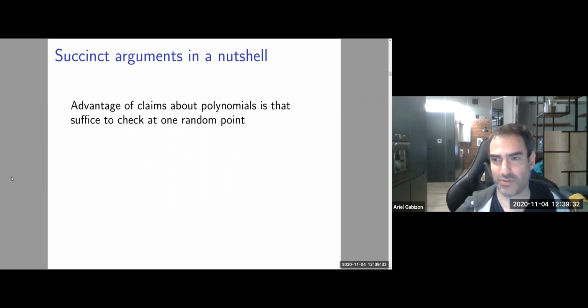So if you claim to me that you have a bunch of polynomials that satisfy some identity, then I just need you to give me the values of the polynomials on some randomly chosen point that you had no control over, and I check the identity at this point. I will be convinced with very high probability.